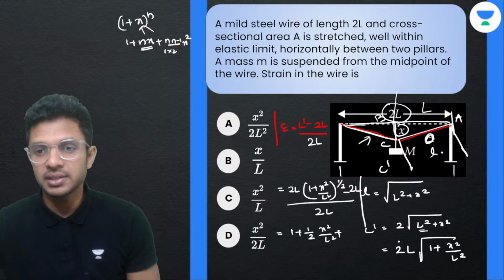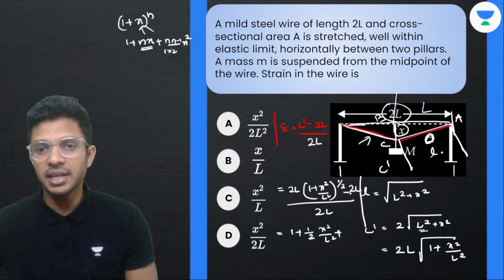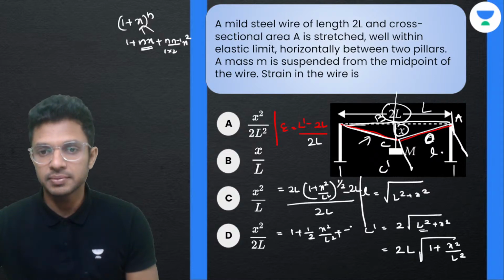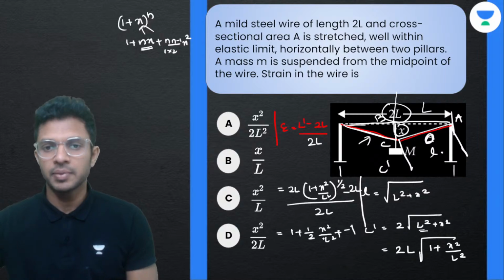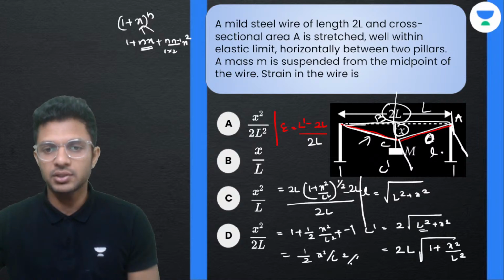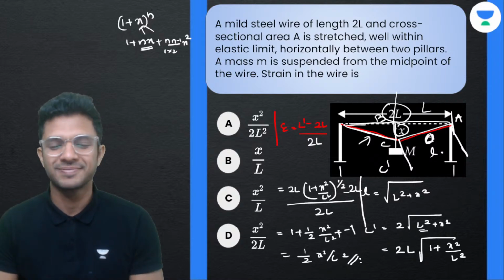Okay, what remains? -1 remains. So remaining all things are cancelled, -1 + 1 will give half x square by L square, and there it is.